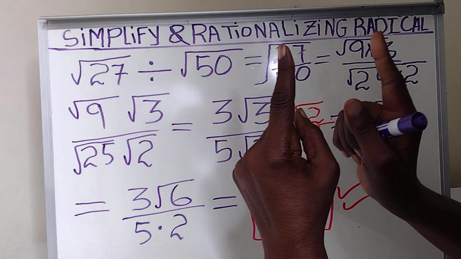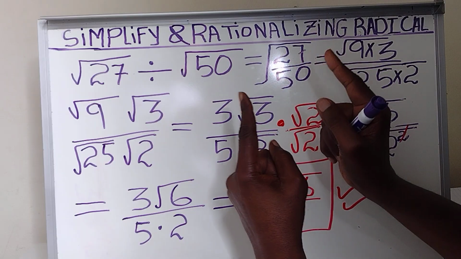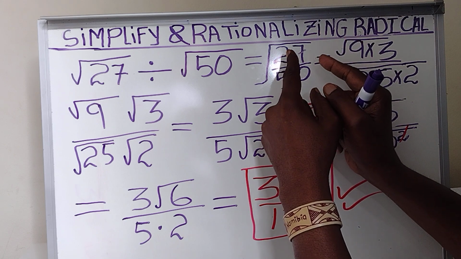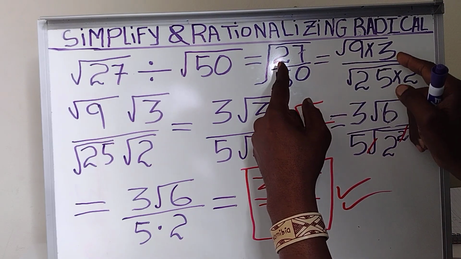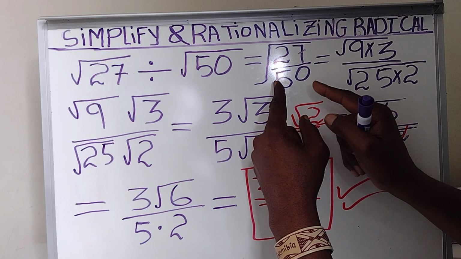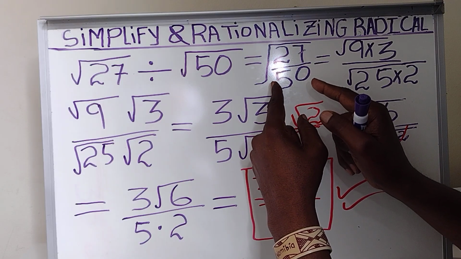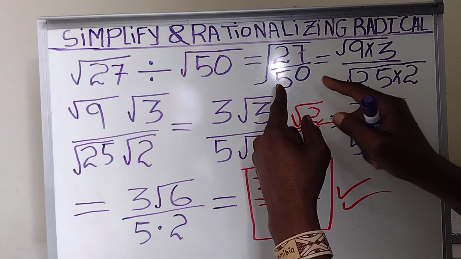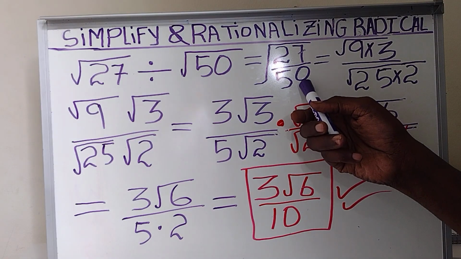We have to find two numbers to multiply to get 27, and one of these numbers must be a perfect square, and the only numbers you can find are 9 and 3. 9 and 3, that is what we have here. And if you are having two numbers to multiply to get 50, and one must be a perfect square, that perfect square is 25. Okay, 25 times 2 will give you 50.